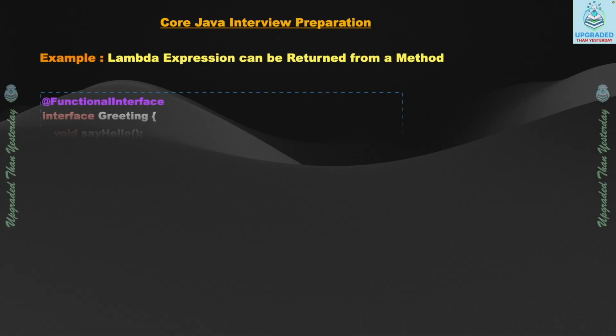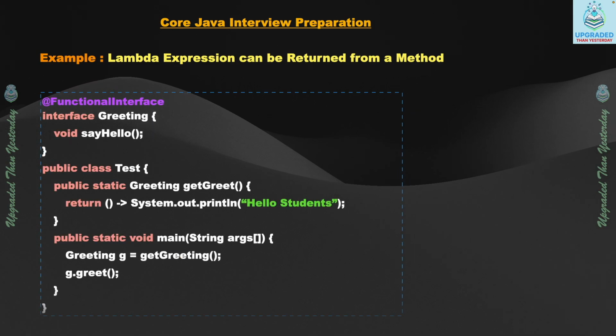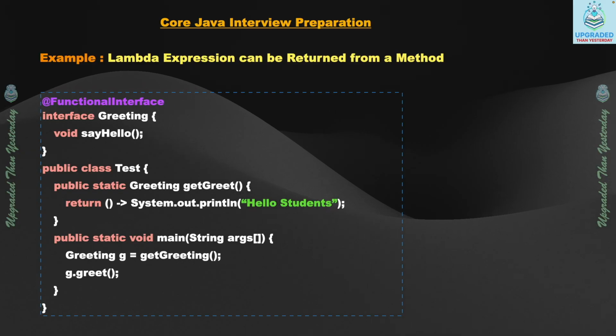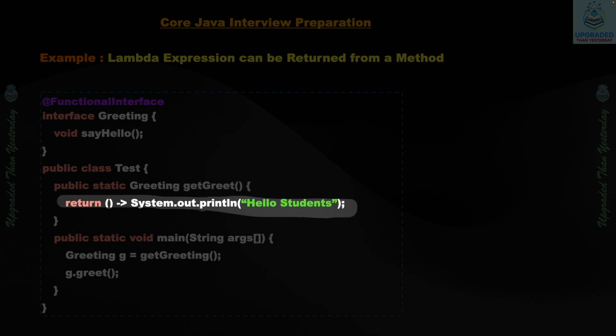Finally, a method can return a lambda expression. In this example, the method getGreet returns the implementation of our interface. This line of code, here we are returning the lambda expression itself.